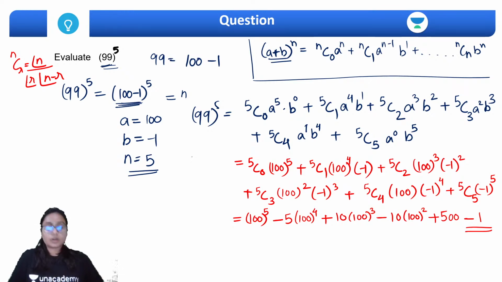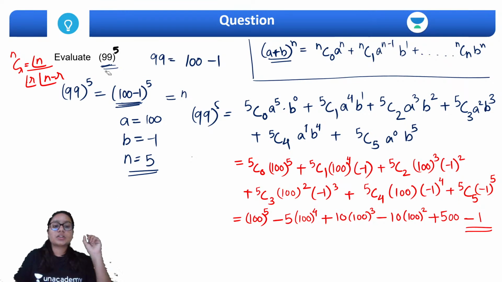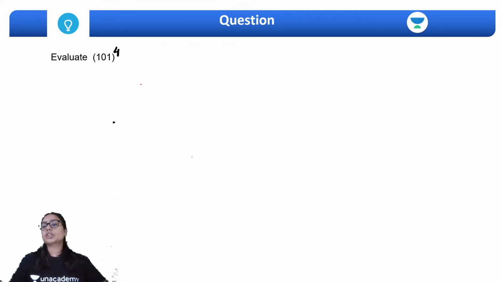Okay, all right, great. So I hope this is clear. Now likewise, in this question we found the value of 99 raised to the power 5. Here in this question you need to tell me the value of 101 raised to the power of 4. Please try to solve this one.